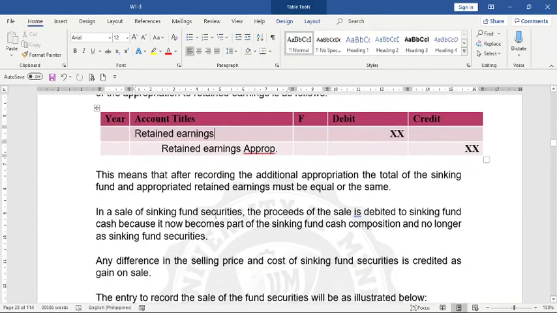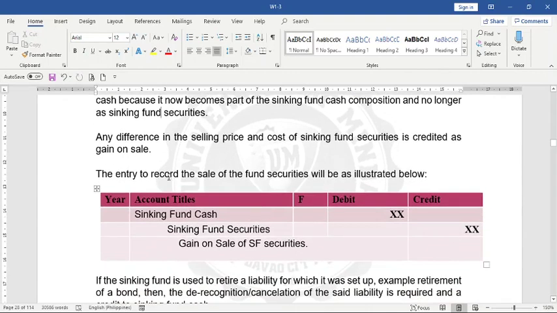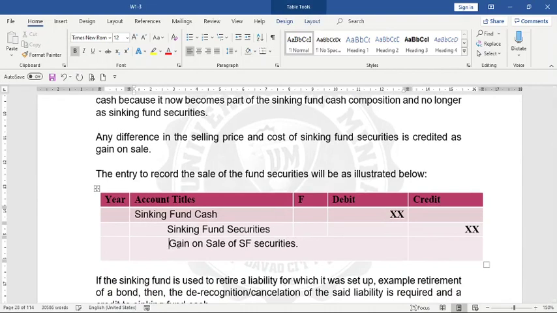Okay, so it must be equal or the same. If there is a sale of your sinking fund securities na binenta mo, the proceeds of the sale, of course, this is for sinking fund cash. Kasi para merong proper separation from your general cash to your sinking fund cash. And dili na siya sinking fund securities kasi cash na siya. So, any difference in the selling price and cost of sinking fund securities is credited to gain on sale of sinking fund securities. Kung naay loss, of course, loss on sale of your securities.